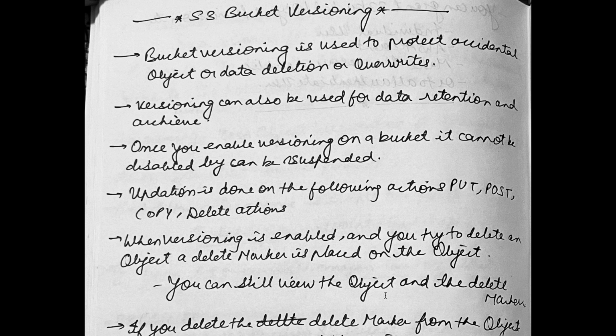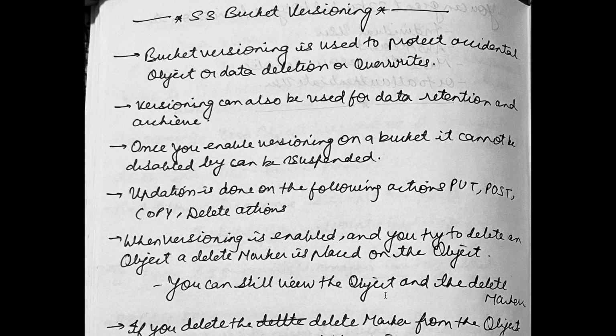Once you enable bucket versioning, it cannot be disabled, but it can be suspended, right? This statement is pretty straightforward, because we can enable versioning, but we can only suspend it. You cannot disable it, right? Now, what will happen if you suspend the versioning? What will happen to the previous snapshots? They will still be there, right?